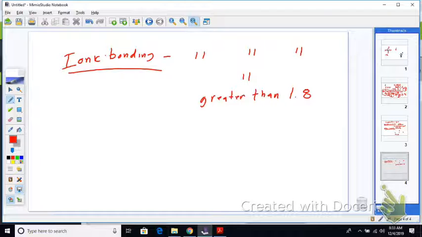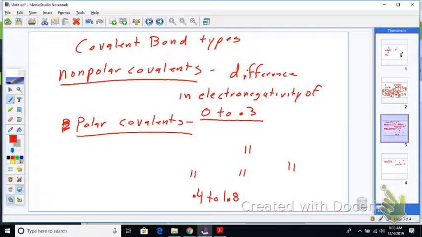Okay? So if it's an ionic bond, the difference between the two bonded atoms is going to be 1.8 or greater. Okay, so we'll look at this again real quick. I'll go back to that slide. Covalent bonds that are nonpolar will have basically no difference in their electronegativity. We say there's very little difference in their sharing of electrons. Okay? Very little difference. They share the electron pretty much equally.